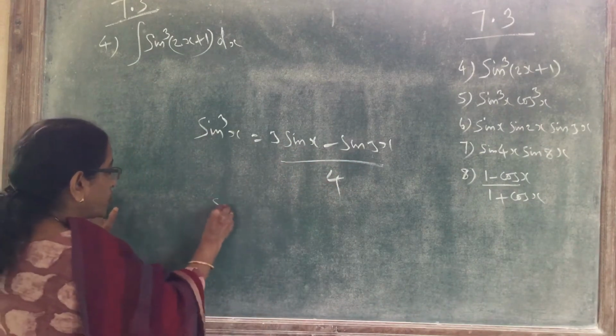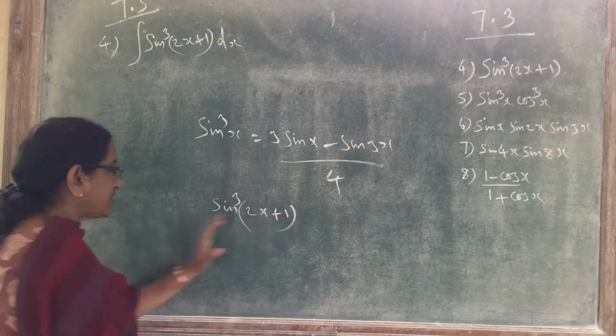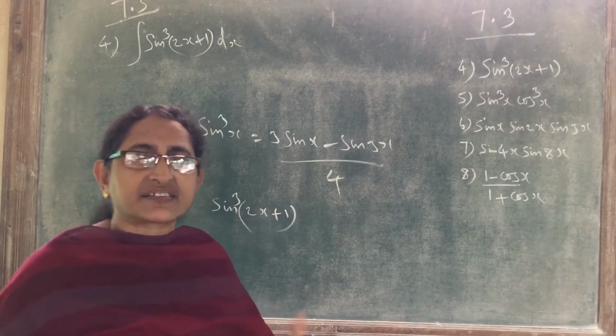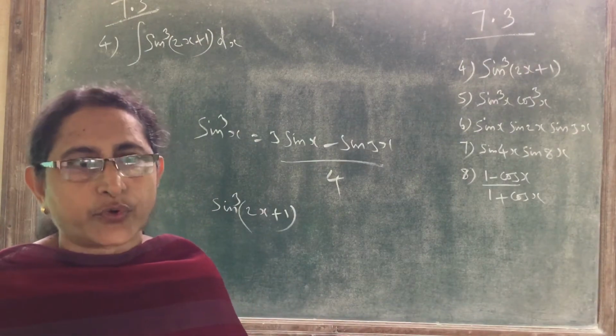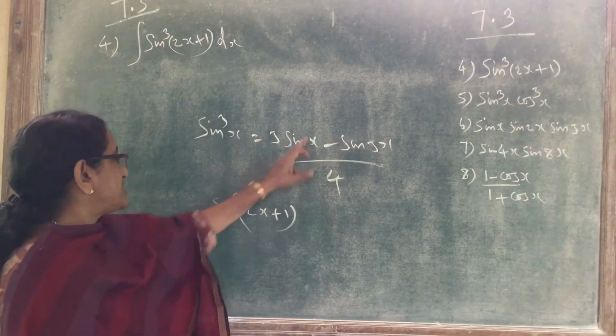So what is sin cube (2x plus 1)? The only thing you have to do is replace x by 2x plus 1. Only that you have to do. In the place of x, write 2x plus 1.